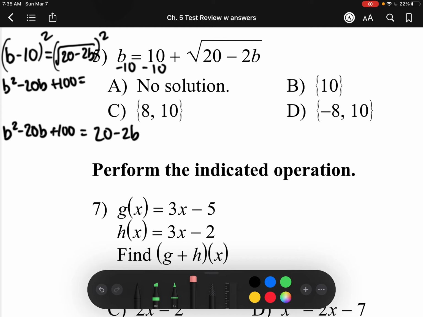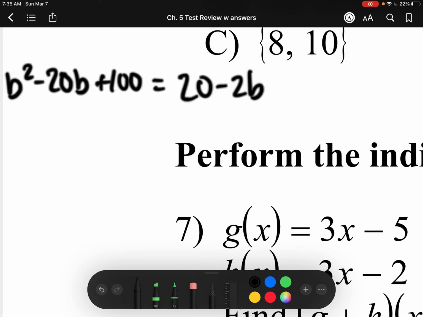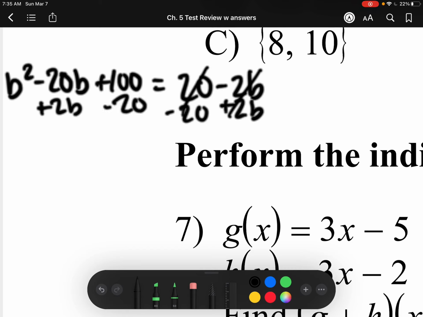All right, so now we're going to solve for b. So again, we're going to have two solutions, right, because we have b squared, and we have to move everything to the left side over here. We have to have everything on the same side. So I'm going to add 2b to both sides. This gets rid of this, and I'm going to subtract 20 from both sides. This gets rid of this. So now I have b squared, and then negative 20b plus 2b is negative 18b. And then we have 100 minus 20, which is plus 80, right?